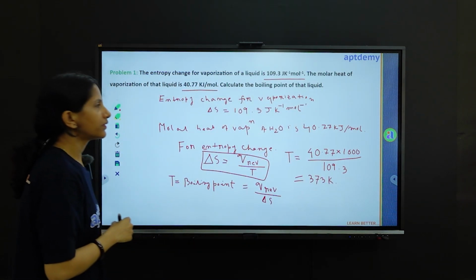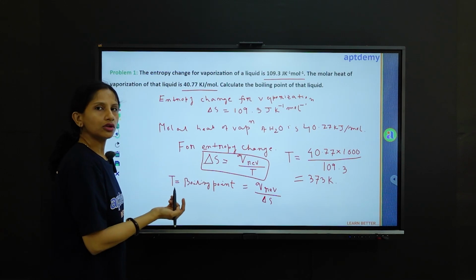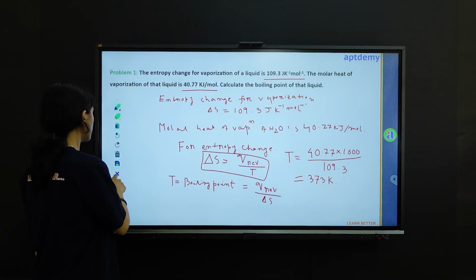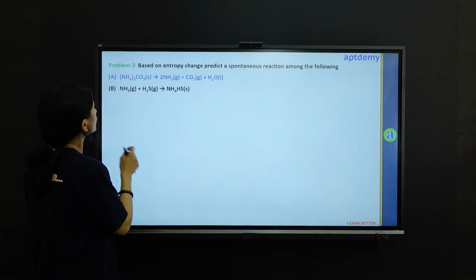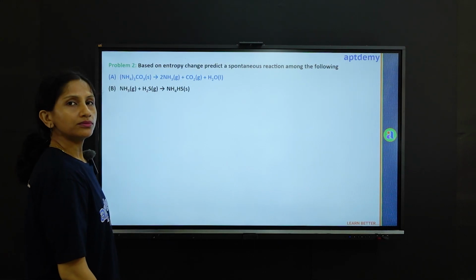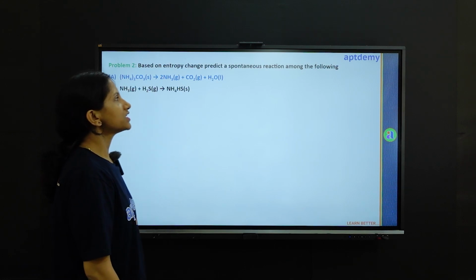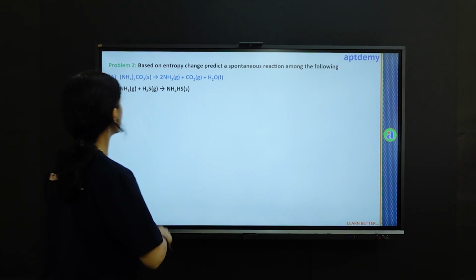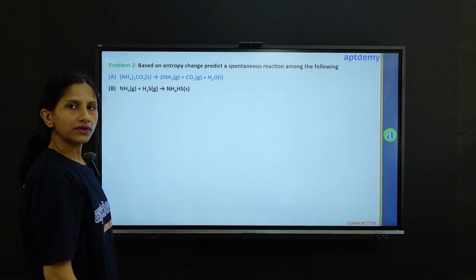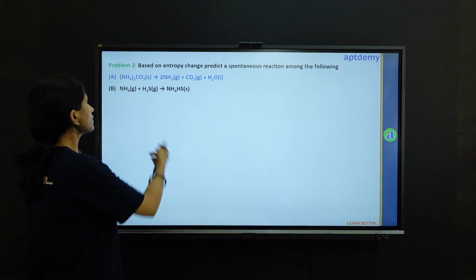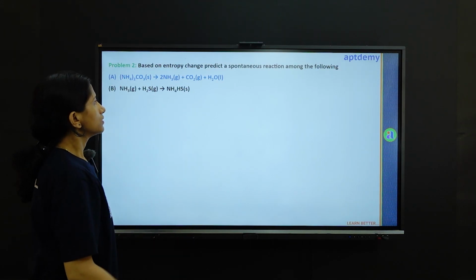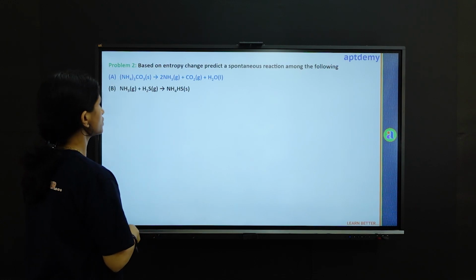Okay, so very simple. If you know the formula, then you'll be able to solve this problem very easily. Let's move on to the next one. Problem 2 is asking, based on entropy change, predict a spontaneous reaction among the following. Two reactions are given and we have to predict which of the two is spontaneous, right?